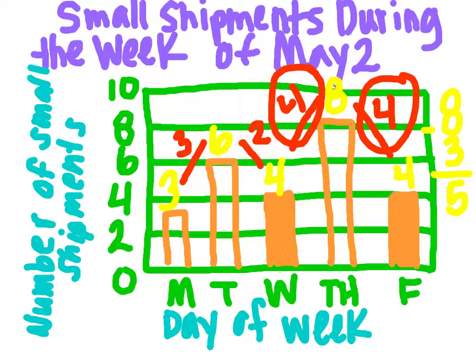And between which 2 days was the difference the least? Looking at my chart, I can tell that the least was between Tuesday and Wednesday, which only had 2 as the difference.